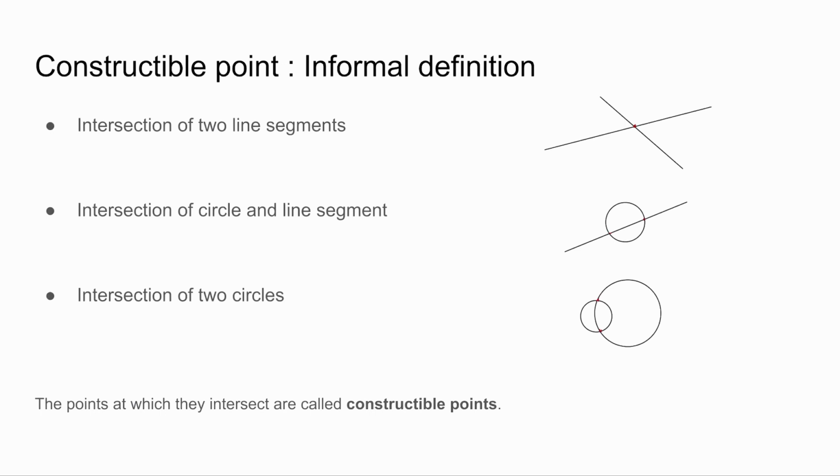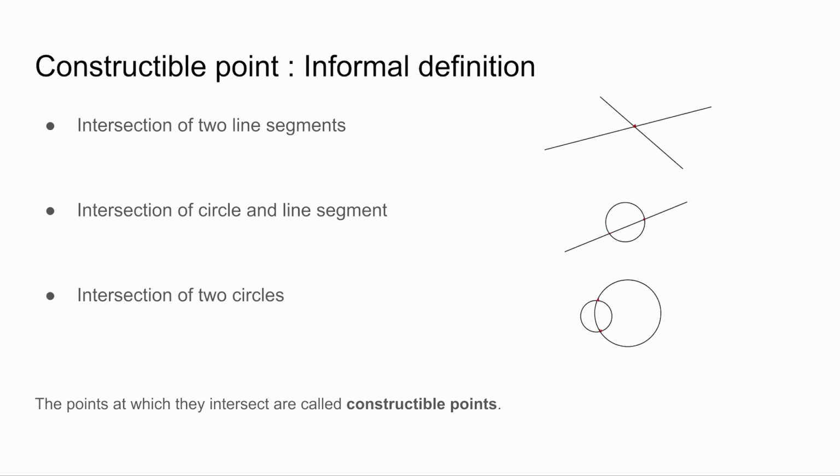First, let's talk about the informal definition. Given these two tools, the compass and the ruler, there are three different combinations that we can put them together. If we use rulers, we can draw line segments, and whenever two line segments intersect, that creates a point, right?